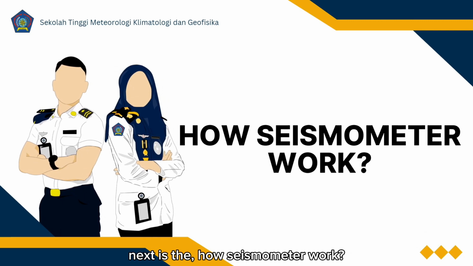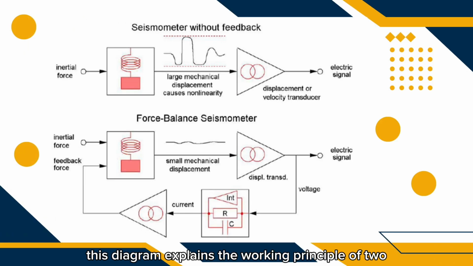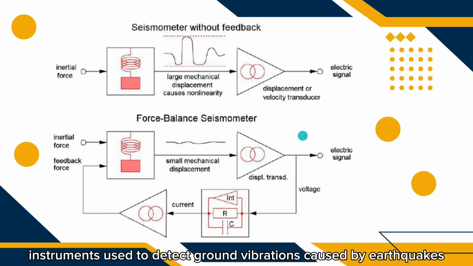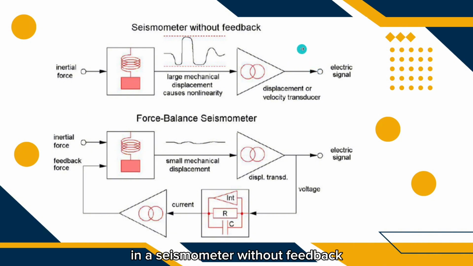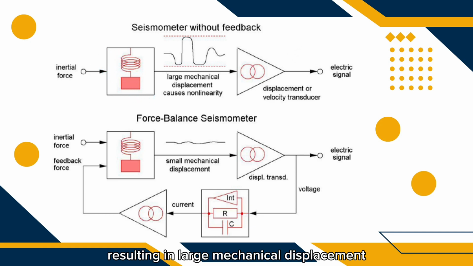Next is how a seismometer works. This diagram explains the working principle of two types of seismometers, instruments used to detect ground vibration caused by earthquakes. In a seismometer without feedback, the inertial force from ground vibration moves the inertial mass, resulting in large mechanical displacement. This displacement is detected by a transducer, which converts it into an electrical signal. However, large displacements can cause nonlinearity, reducing measurement accuracy.